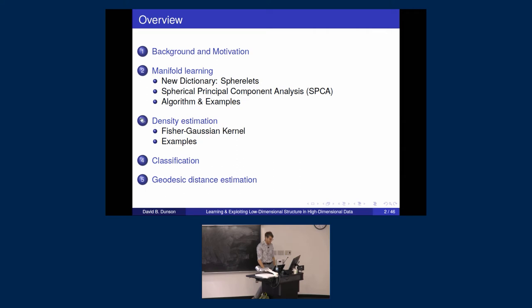I'll then switch gears from manifold learning type nonlinear unsupervised dimension reduction to density estimation, also inspired by some of the results in this part and by spheres. We'll propose a new type of kernel for kernel density estimation that we call the Fisher-Gaussian kernel, which will have some curvature in it. Is there any chalk? That has some curvature in it, and so then it can characterize things better than using Gaussian kernels. And then I'll have two brief vignettes at the end, one on classification and one on a new type of distance estimation.